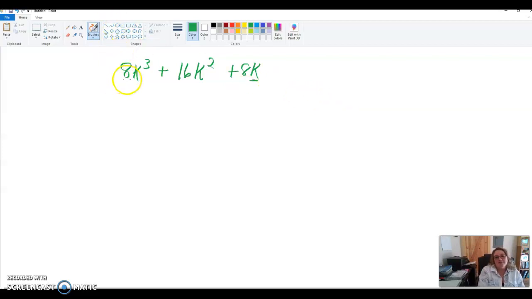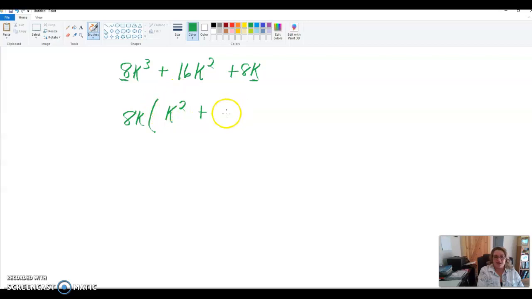And if you have a number that's other than 1 in the A position of our trinomial, you want to see, can you factor it out? So I'm going to look and say that 8 divides into 8, 16, and 8, and k goes into k cubed, k squared, and k. So I can take out an 8k to start with. When I do that, 8k cubed divided by 8k gives me a k squared.